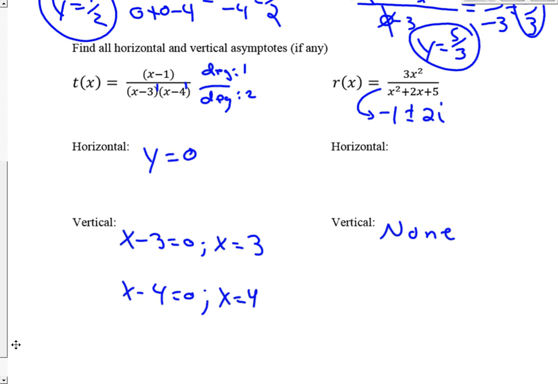So it's just none. But the horizontal asymptote, this is where the question was asked, what if we have an equal value of the degree? So here, our degrees are equal because they're both 2. So look at the leading coefficients. So the leading coefficients are the 3 over 1. So the horizontal asymptote is going to be 3. Okay?